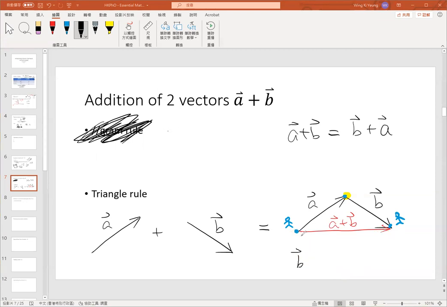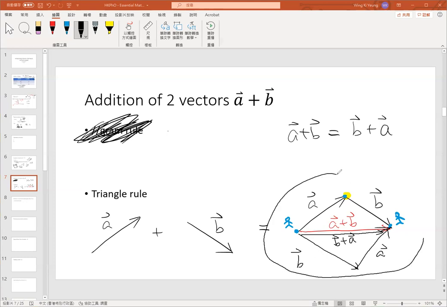So this is vector B. This is vector A. Then you can see that when you're looking at the lower triangle, the hypotenuse of this triangle is just vector B plus vector A, and this shows you that vector A plus B equals vector B plus A. And remember why they can form a parallelogram here? Because all the opposite sides are equal and parallel to each other.